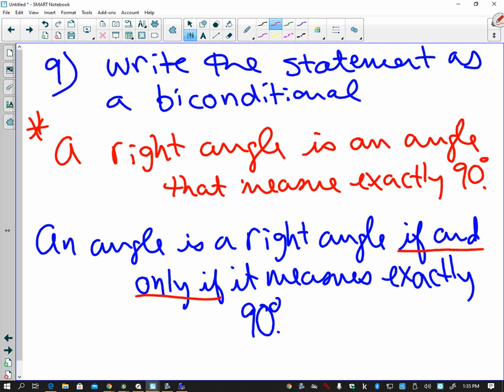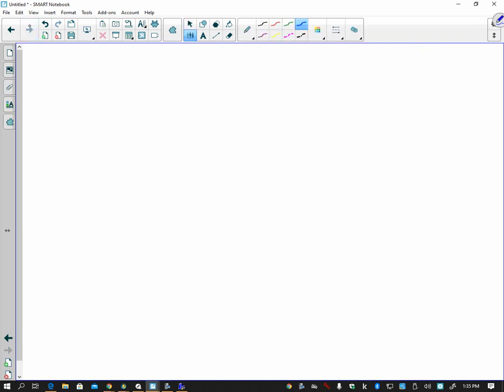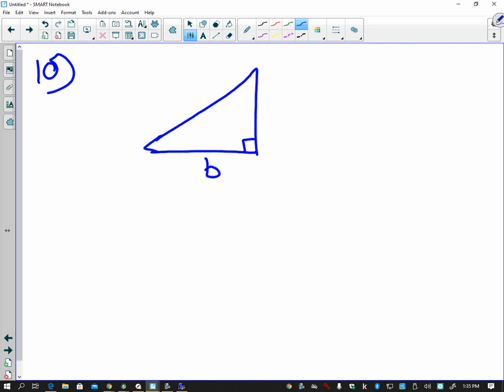All right. Number 10. This should be somewhat familiar to us. It is the Pythagorean theorem.